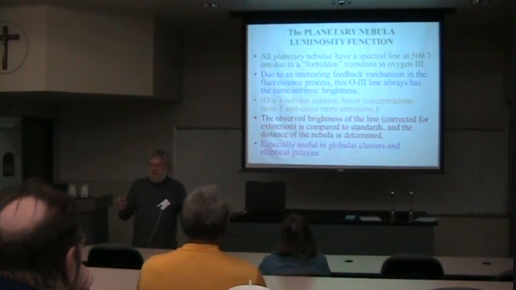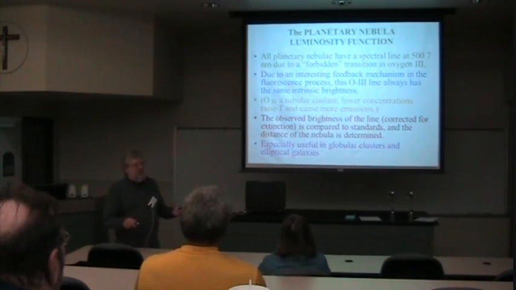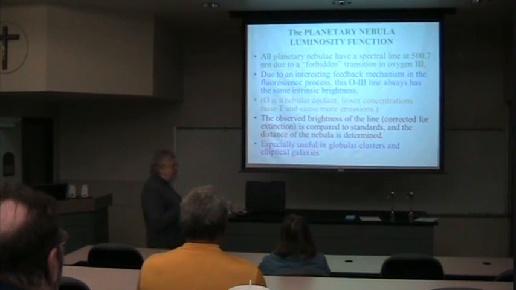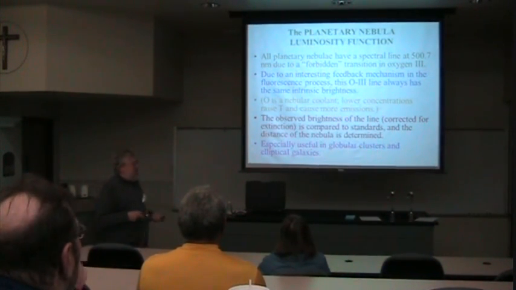If you get more oxygen, it should get brighter, except that cools it down and makes it dimmer. If you have less oxygen, that should make it dimmer because there's not as much there, but that lets the temperature go up and that makes it brighter. So that line is always the same brightness. So if you can find a planetary nebula, you can measure the distance to it just from the oxygen line compared to standards. That's especially useful in globular clusters because there are a lot of them there.